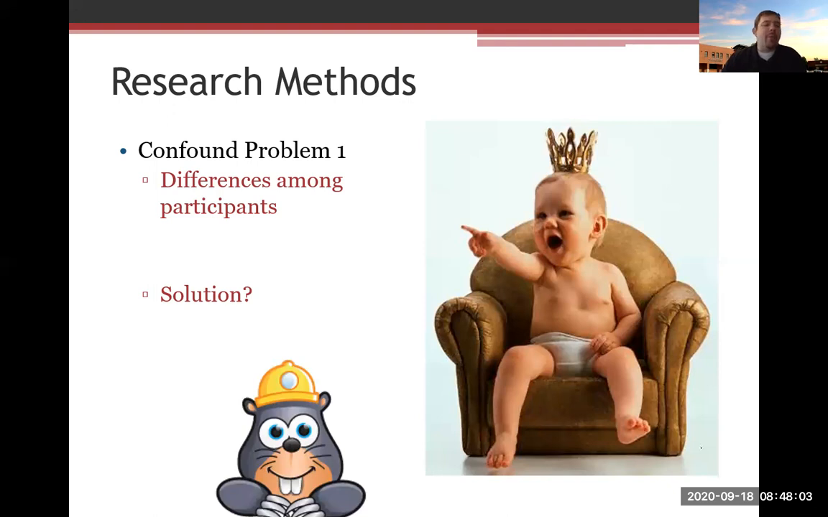And ultimately, the more people we get in a study, the less influence a single oddball is going to have on that data.